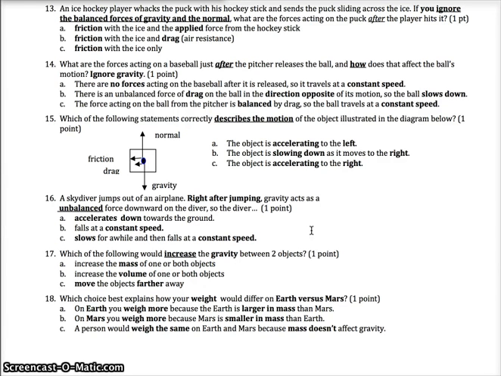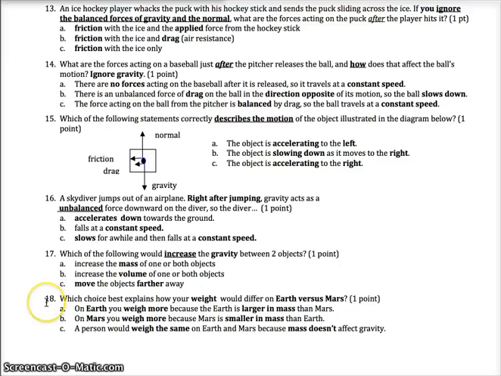17. Which of the following would increase the gravity between two objects? So we want to know what would increase the gravity between two objects. What would make them stronger? Would A, increasing the mass of one or both objects make the gravity stronger? B, would increasing the volume of one or both objects make the gravity stronger between them? Or C, moving the objects further away?